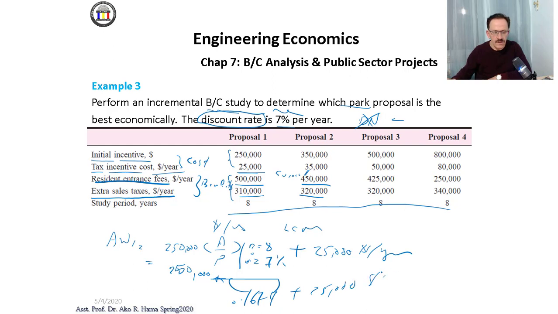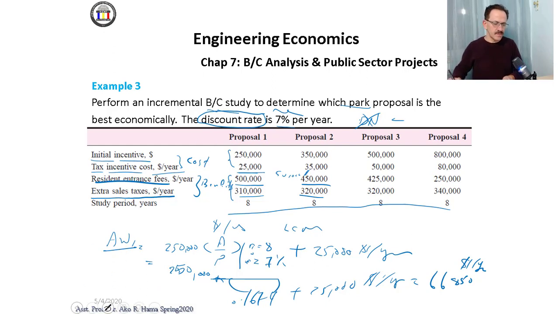$225,000 per year will give you how much? So 250,000 times 0.1674 plus 25,000 will give you $66,850 per year. This is about annual worth of first project.